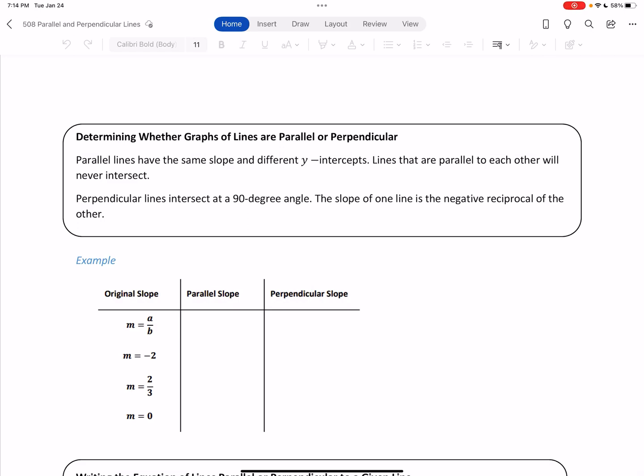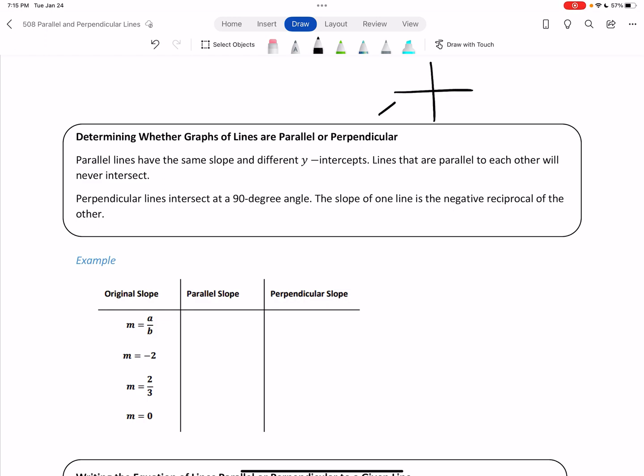All right, let's move on to parallel and perpendicular lines. If you think about two parallel lines, they go in the same direction and they never cross. So remember, something about a line that tells you the direction is the slope. So two parallel lines have the same slope. If they never cross, then they need to have different y-intercepts. Okay, so parallel lines go in the same direction, meaning they have the same slope, and they never cross.